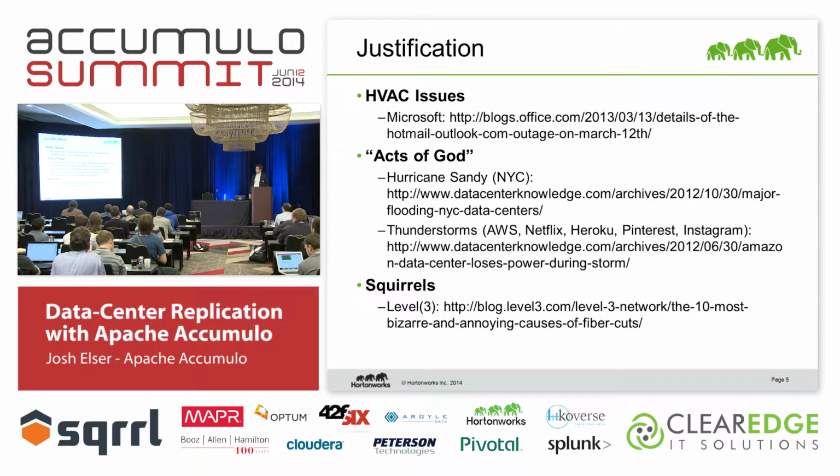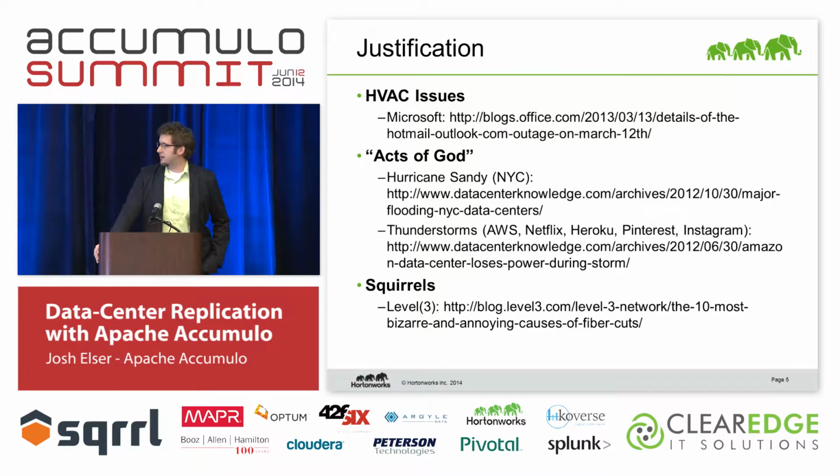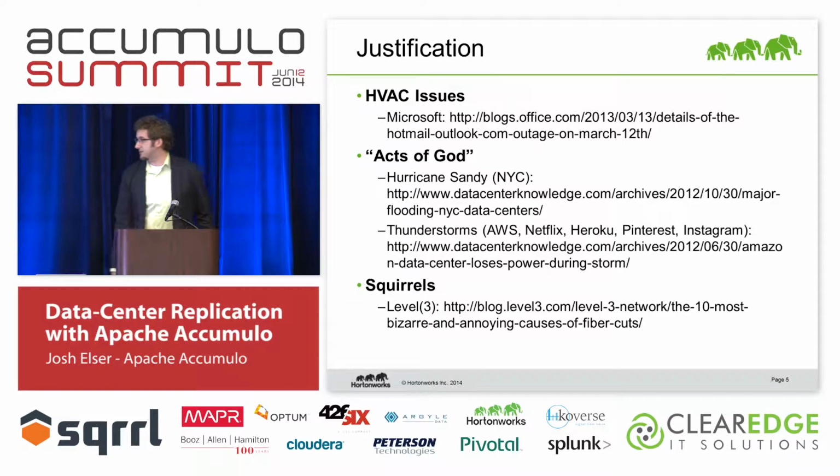The other is the act of God, as insurance companies like to call it. Hurricanes, thunderstorms. For thunderstorms, you can find information on AWS, Netflix, Roku, Pinterest, Instagram. All these big Web 2.0 companies who are really going the next level have all faced this, and you should probably expect that they're pretty good about it. And then you have really fun ones like squirrels. Level 3 is a network company, and somehow squirrels are causing outages in their data centers.